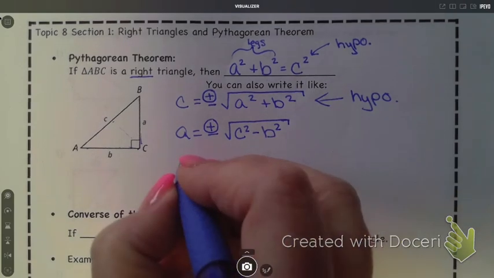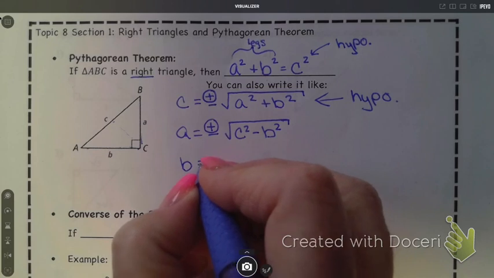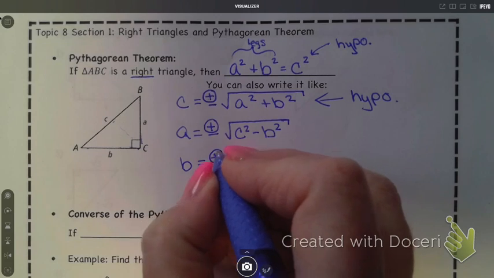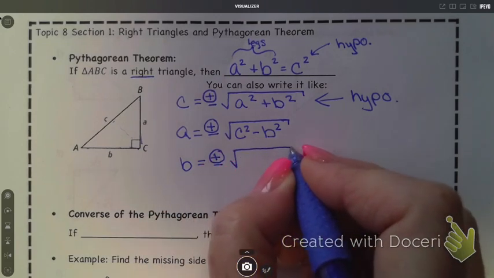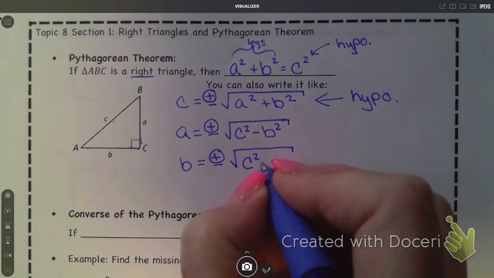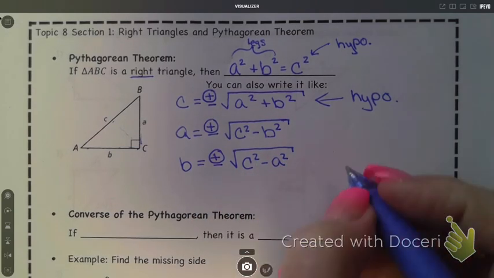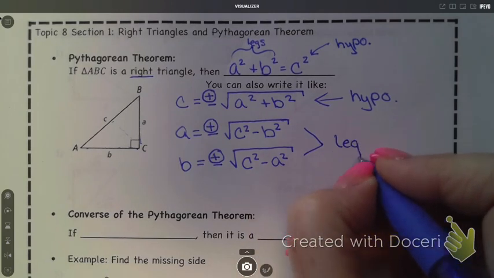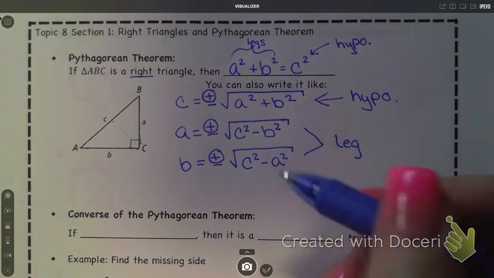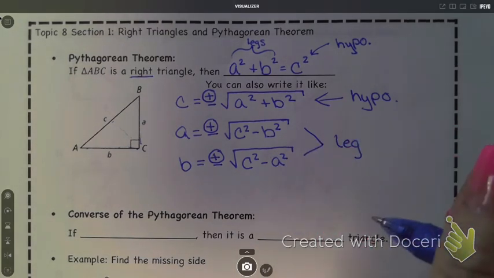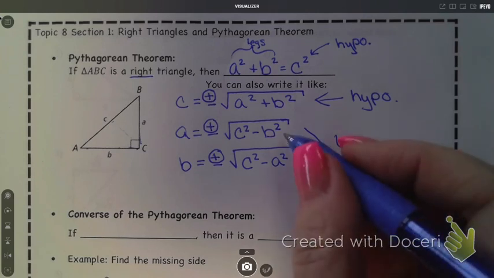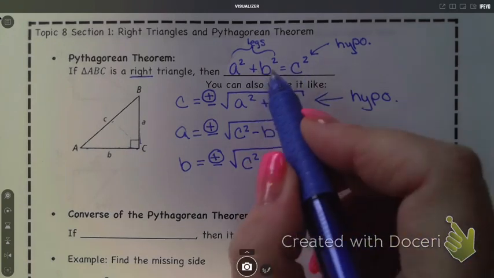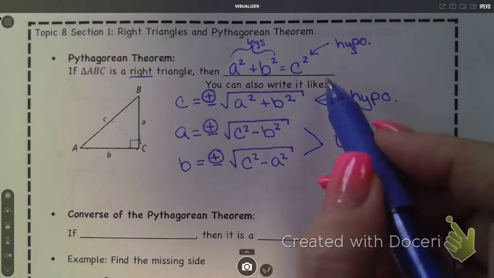So what if I wanted B? You would subtract over A. So it'd be plus or minus, which one? Plus, the square root of C squared minus A squared. Either one would be used to find a what? A leg. Again, doesn't matter which one's A and B. So do you have to remember both of these? No. You don't even have to remember one of them. All you have to remember is A squared plus B squared equals C squared and move it around, right?